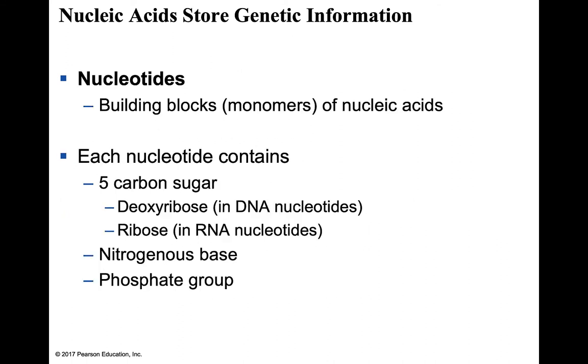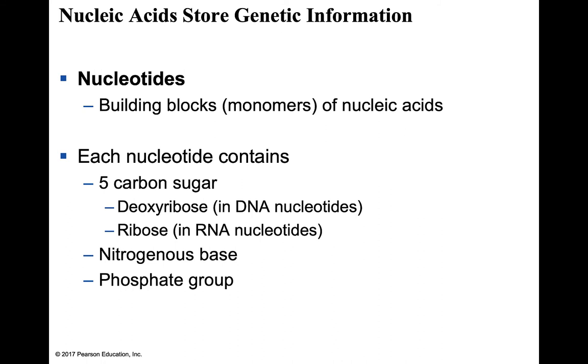Now, nucleotides are the building blocks of nucleic acids. And this is something you definitely need to know as far as what makes up a nucleotide or what they contain. They have one 5-carbon sugar, and we talked about these previously when we did carbohydrates. So this is where we see them play a significant role. We look at deoxyribose, that's going to be the 5-carbon sugar in DNA. And we have ribose, which will be the 5-carbon sugar in RNA.